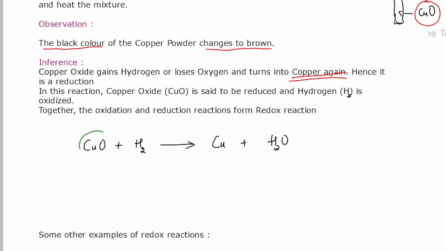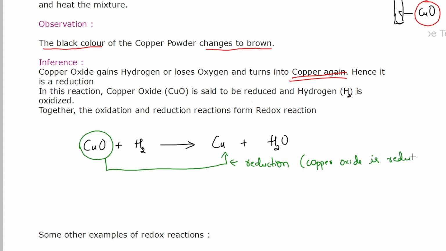Observe carefully. Copper oxide has lost oxygen to form copper. This is reduction. As we know, reduction means loss of oxygen. Why do we call it reduction? Because copper oxide is reduced to what? To copper.